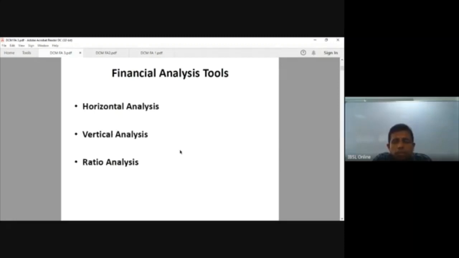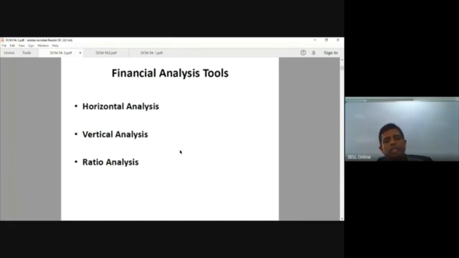Now, the main tools that we use to analyze the financial statements for the purpose of this lending. First one is the horizontal analysis. Second one is the vertical analysis. And third one is the ratio analysis. Even though you don't know the terms horizontal analysis and vertical analysis, you know the ratio analysis. But in day-to-day life, you use these techniques, horizontal and vertical, right?